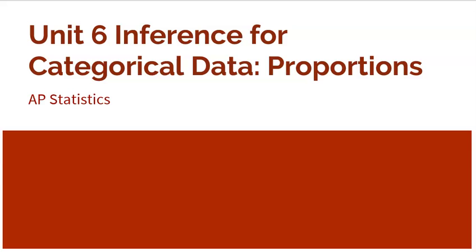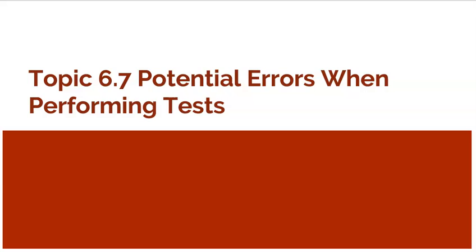Welcome to Unit 6, Inference for Categorical Data on Proportions. This is topic 6.7, Potential Errors when Performing Tests. So we just got done finishing up all the teeny tiny details, all 4 steps that go into a test for a one sample z-test for a proportion. And now we want to talk about some potential errors that could occur.